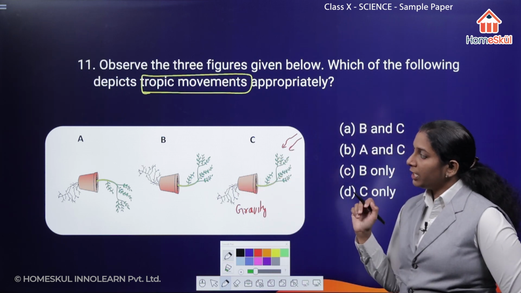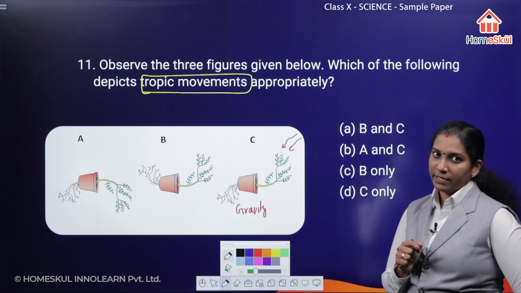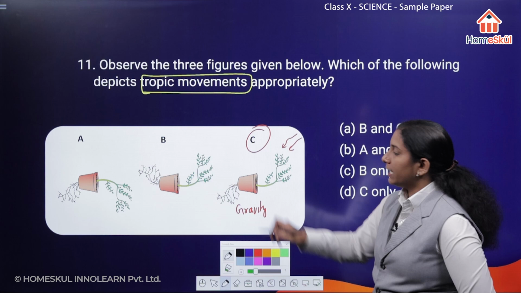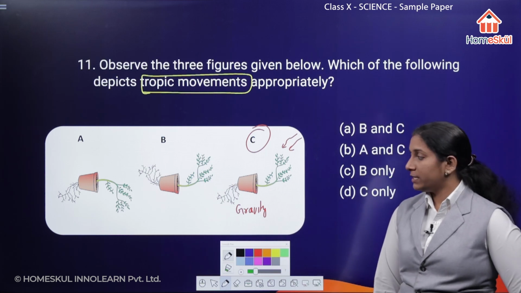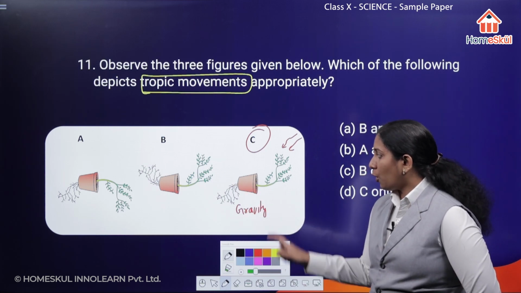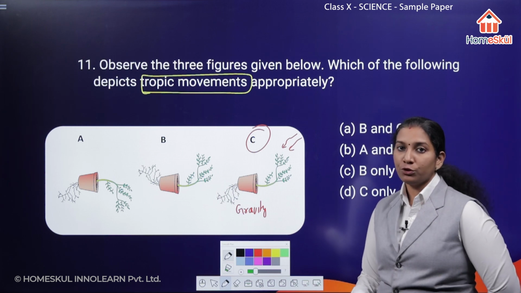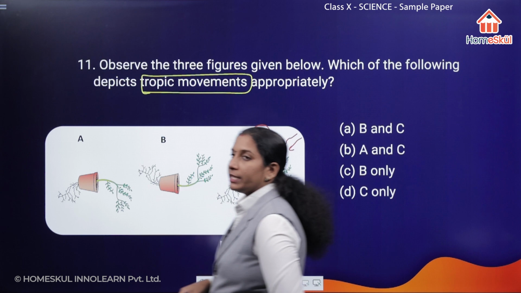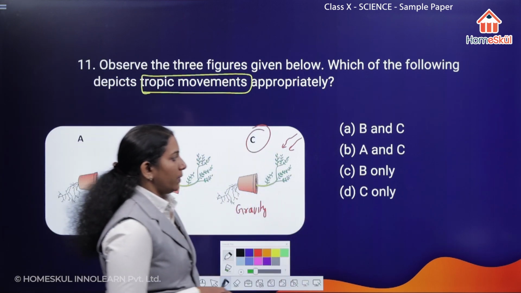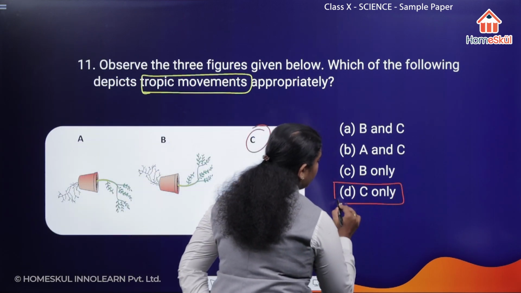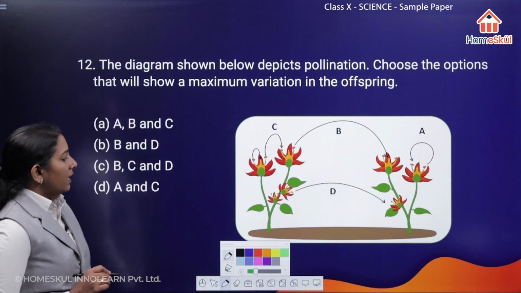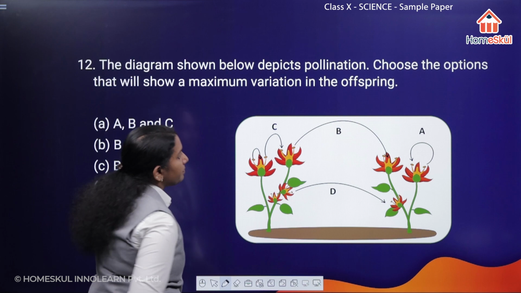So, which figure will depict the tropic movement correctly? Which will be the answer? That is, option C will correctly depict the tropic movements, right? So, the geotropism and the phototropism. It can be a phototropic movement, right? So, you can choose option C as the correct one. That is C only, actually depicting the tropic movement in plants. Then next, we have a figure.